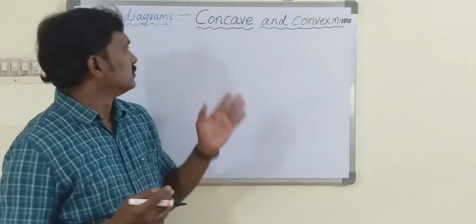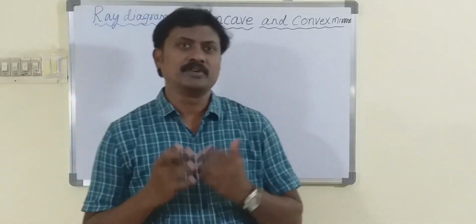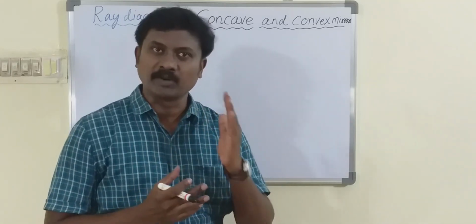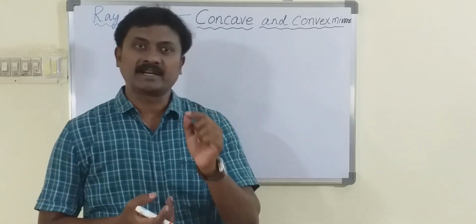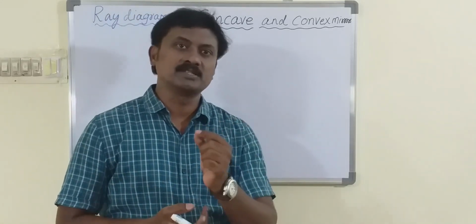Today we are going to discuss ray diagrams in the case of concave and convex mirrors. What are these ray diagrams? We know that we have two types of mirrors, plane mirrors and spherical mirrors, and previously we have studied the image characteristics in the case of plane mirrors and spherical mirrors.